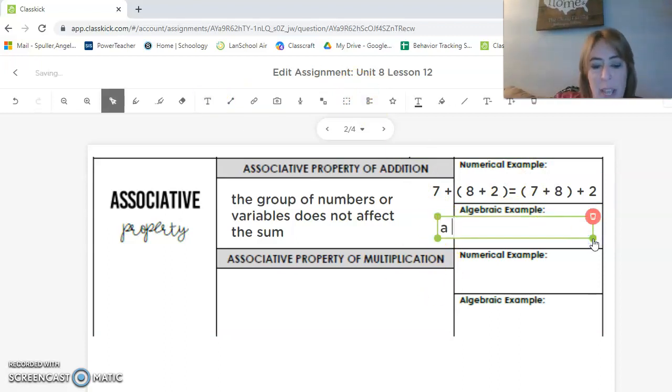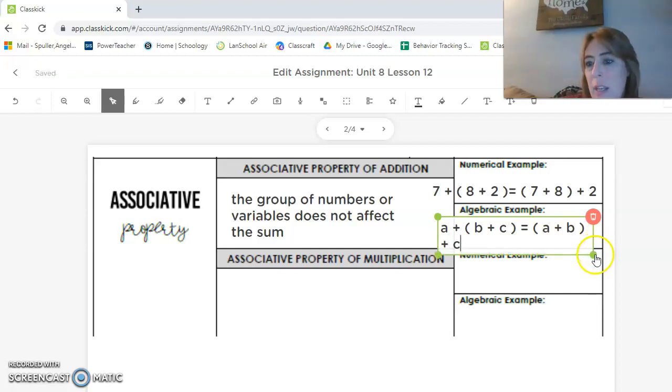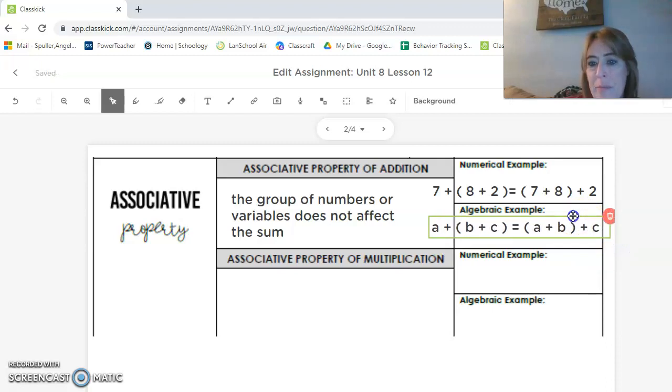All right, let's look at an algebraic expression. So if I say A plus B plus C in parentheses, I can change the grouping and I can say A plus B plus C is all equivalent, okay? Now, I can't do this if I have part multiplication and part addition. I have to do it if it's all addition or all multiplication.